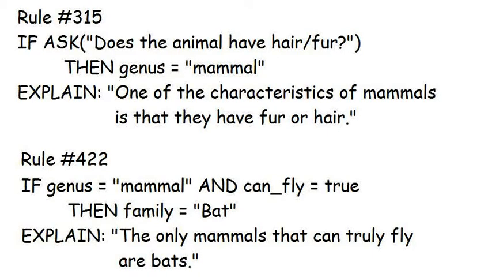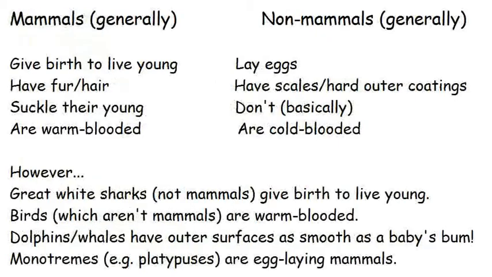Rule 422 takes two pieces of information, whether the animal is a mammal and whether it can fly, and draws a conclusion based on them. Those pieces of information don't have to come from questions put to the user, of course. They can be worked out from other pieces of information earlier on. Take whether the animal is a mammal or not. We've already seen that having either hair or fur makes you a mammal. Another characteristic is that they give birth to live young, rather than laying eggs. They suckle their young and are warm-blooded. These characteristics can be used in the negative.